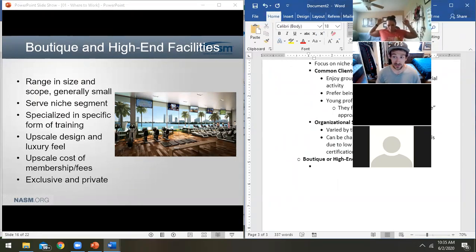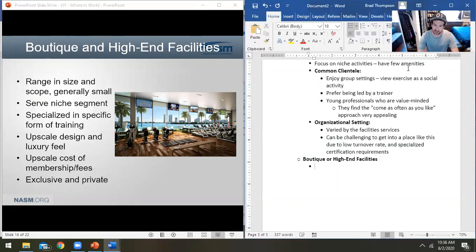So if you have limited sales ability, you might not be able to sell a membership at a place like Equinox. Or you might not be comfortable charging that much per session. So it's definitely a trade-off there. But the range and scope is generally small. Equinox is honestly kind of an exception to the rule. Usually boutique fitness facilities, there's not a lot of locations.